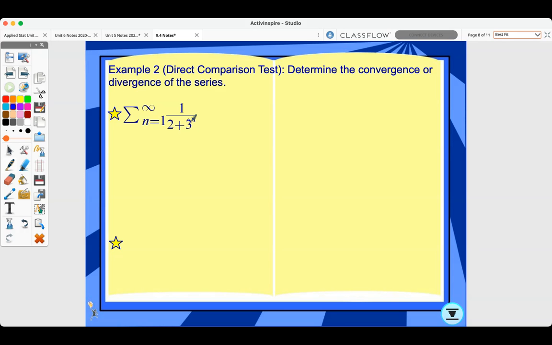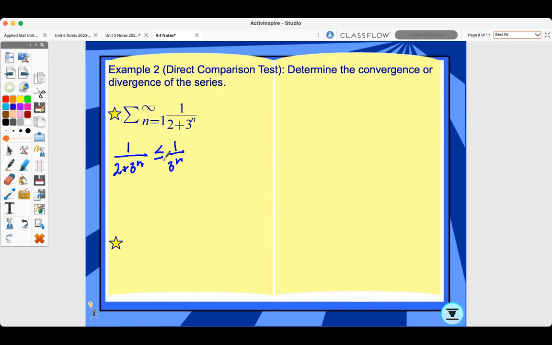And we know that 1 over 3 to the n would be greater than our series. So 1 over 2 plus 3 to the n is less than or equal to 1 over 3 to the n. We need to show this. If it diverges, it has to be smaller, but here it's larger. So we need to look at converges.